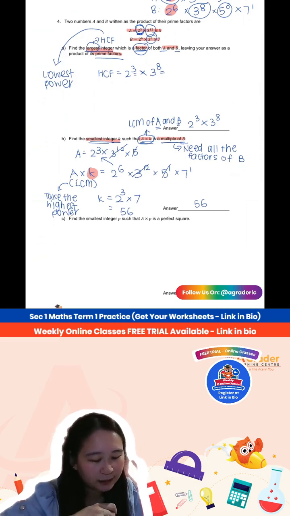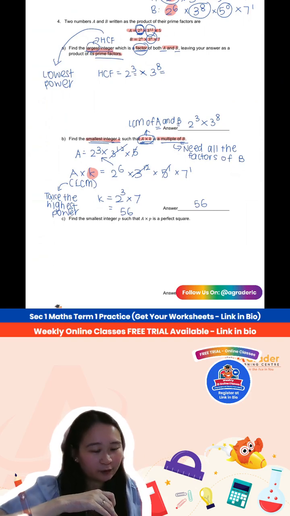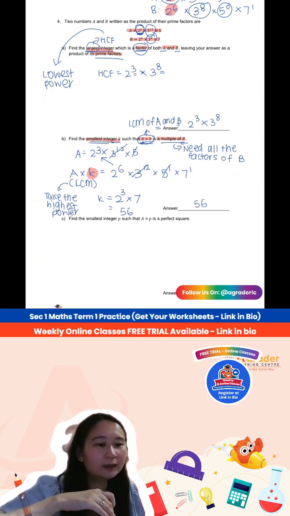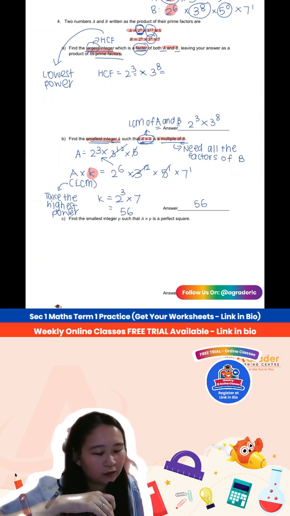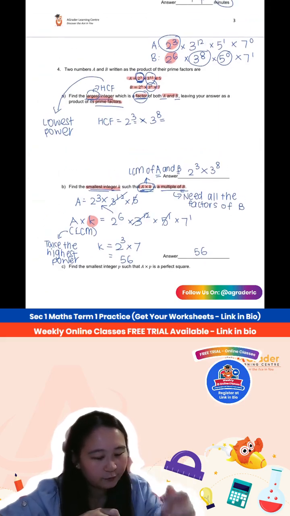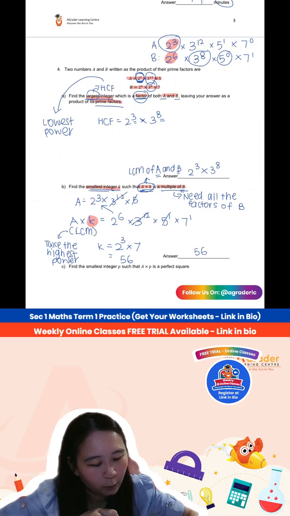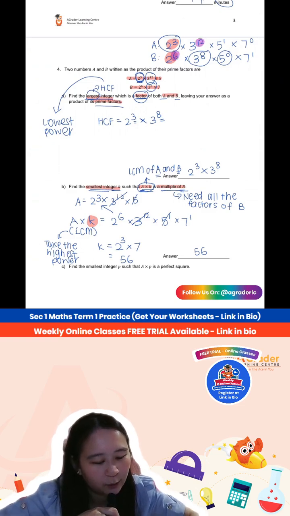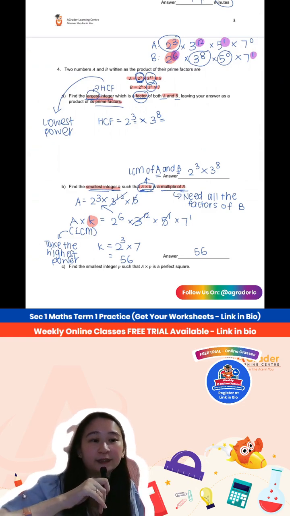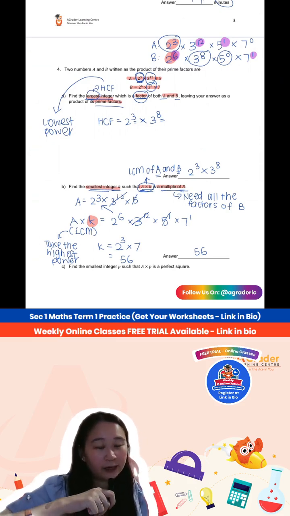Okay, so a times k, which is my LCM of a and b, I need to take the highest power of the prime factors of a and b, which will give me 2 to the power of 6, because for the base 2, the cube is all multiples of 3. So 2 to the power of 6, because 6 is the highest power. Then for base 3, 12 is my highest power. You can compare here. So 6 is my highest power, 12 is my highest power, 1 is my highest power for 5 and 7. Yes, that's right. You choose the number with the highest power for LCM.